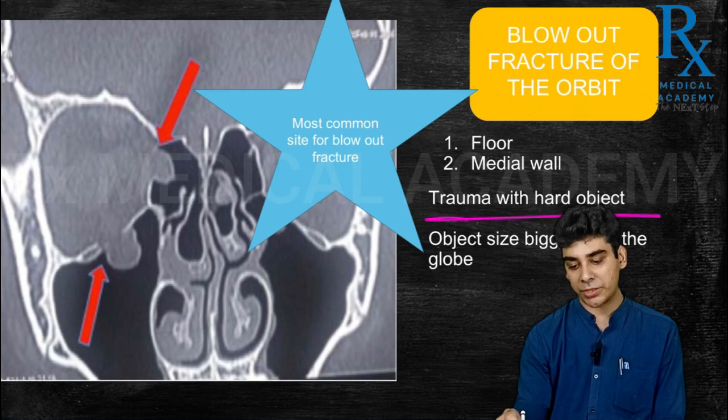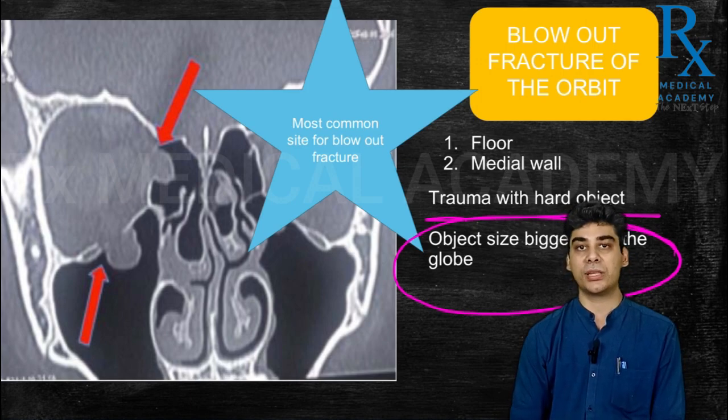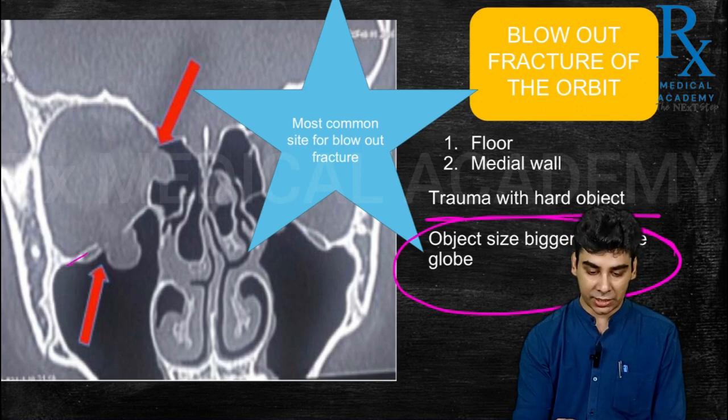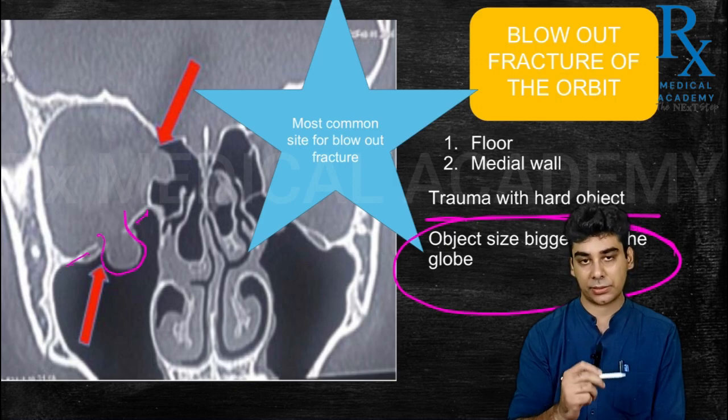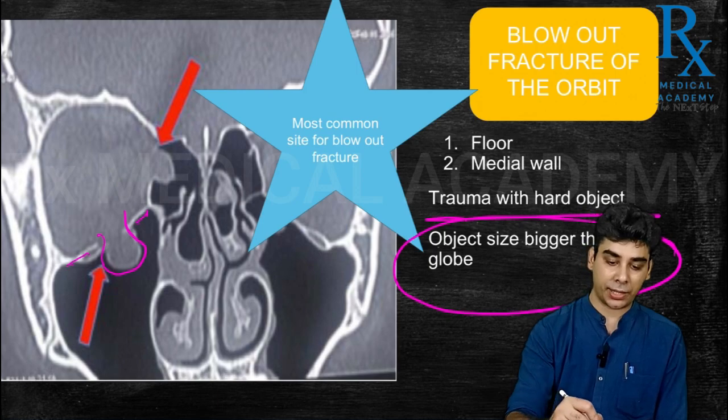Whenever we have trauma with a hard object or a large object, larger than the size of the orbital margins, the force is transmitted through the orbital walls and the orbital wall will give way in the weakest part. Now in this diagram, it is a CT scan, a coronal scan, and you can see that the inferior wall of the floor is discontinuous and we can see some kind of soft tissue prolapsing into the maxillary sinus, right? So this is a blowout fracture of the floor of the orbit, and this sign is called as the teardrop sign or a water drop sign.